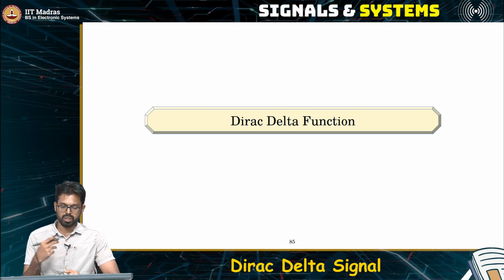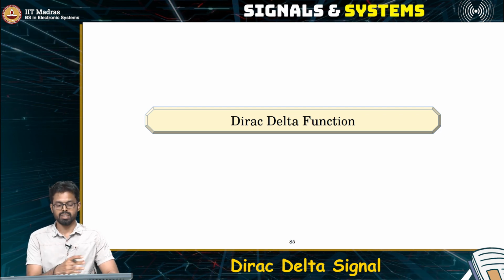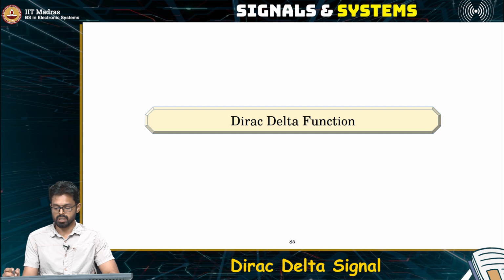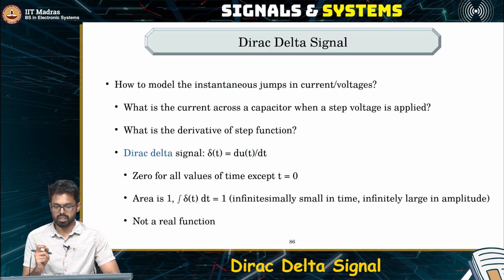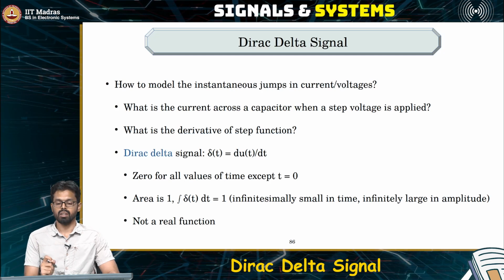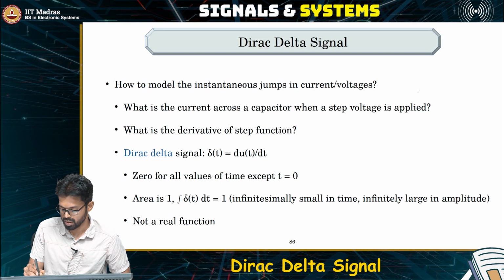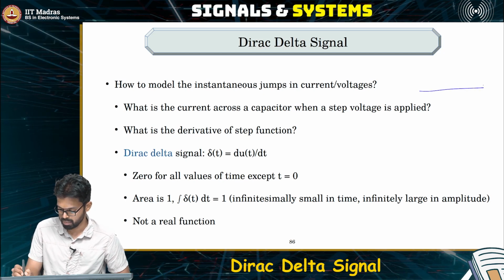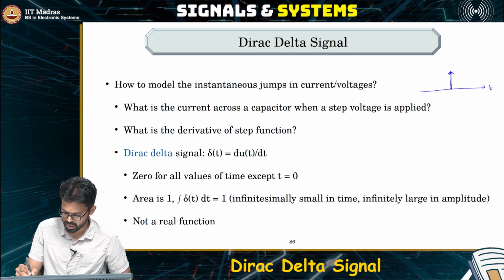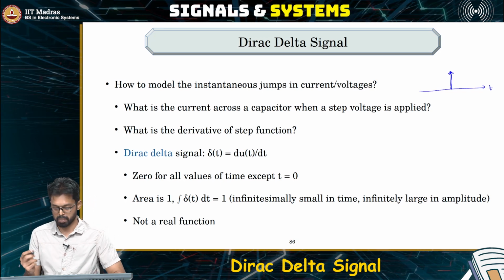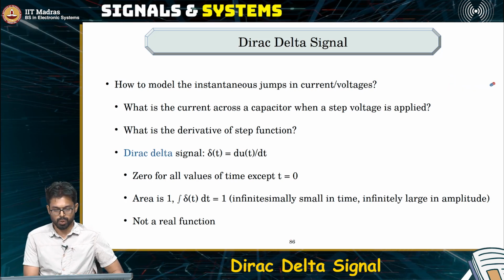This signal was in fact first invented by the physicist Paul Dirac, and hence the name Dirac. And it's a delta function in the sense that it represents a small change in the signal's value, and hence the term delta. The signal is represented by a small arrow. This is the graphical representation of the signal. So where is this Dirac delta useful at all?